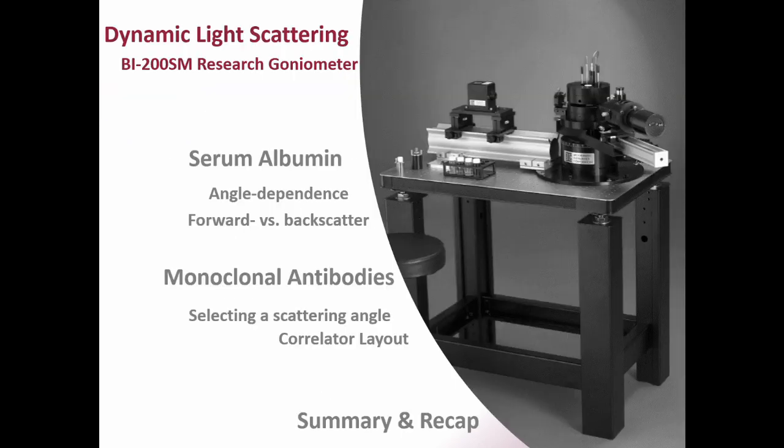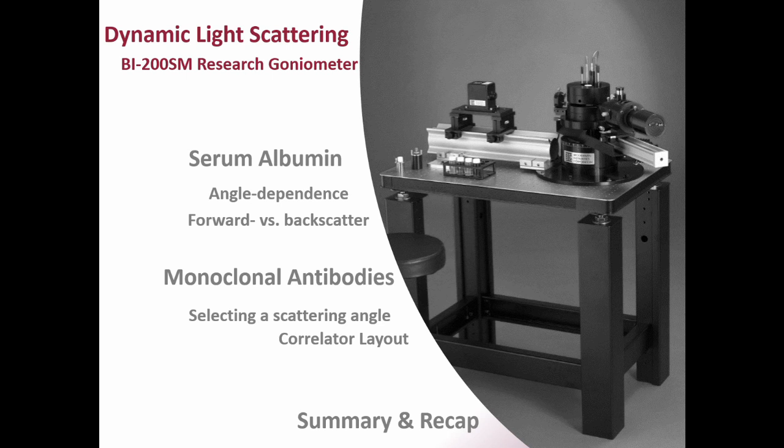So we're going to be talking about data that was collected on a Brookhaven Instruments BI200SM research goniometer, pictured on the right. So this is a multi-angle light scattering instrument. The main components are a laser, a goniometer base, and a detector. The detector could be a photomultiplier tube, or it could be an APD. It really doesn't matter. It's just a method for acquiring signal.